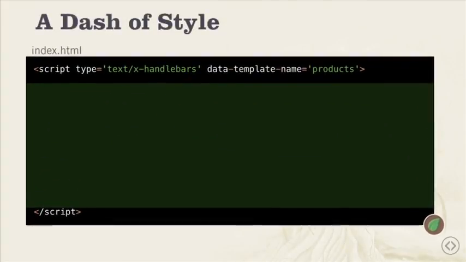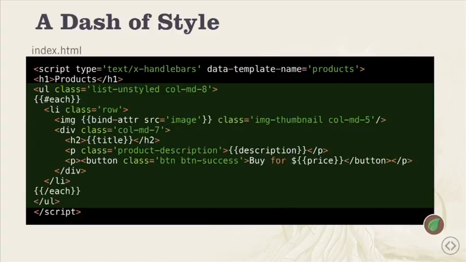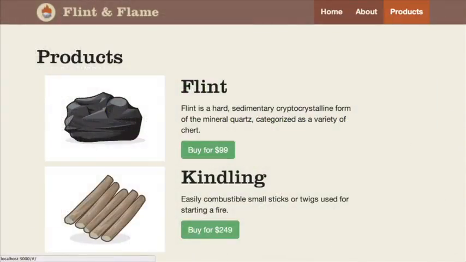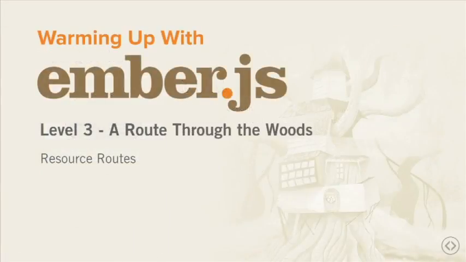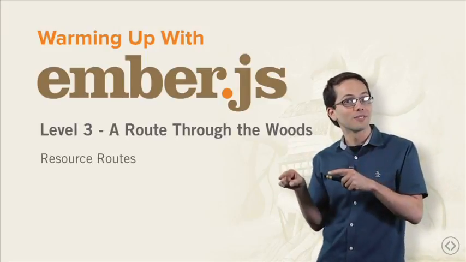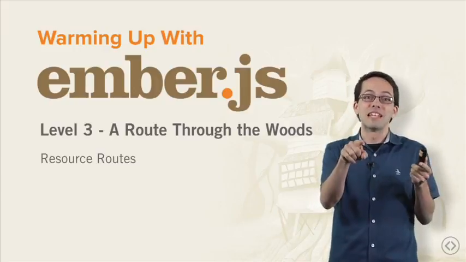We want to print out all the information from all of our products, so we're going to create a few more HTML elements, printing out our properties with some styling. And if we go to our browser, we now see a list of all of our products. Time for you to build some resource routes and also some routes. Don't get confused, but that's what you're going to do. It'll make more sense in the challenges.